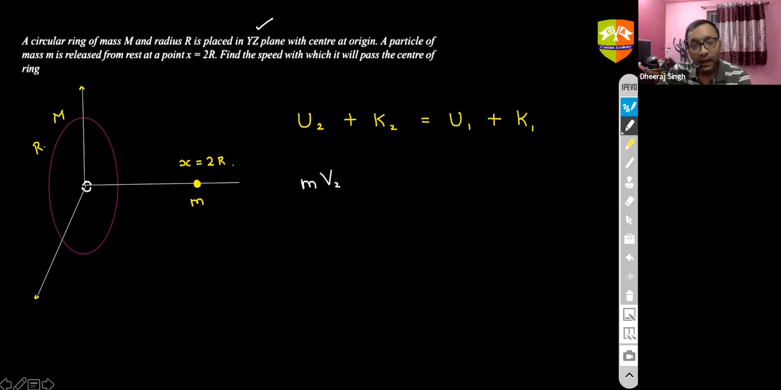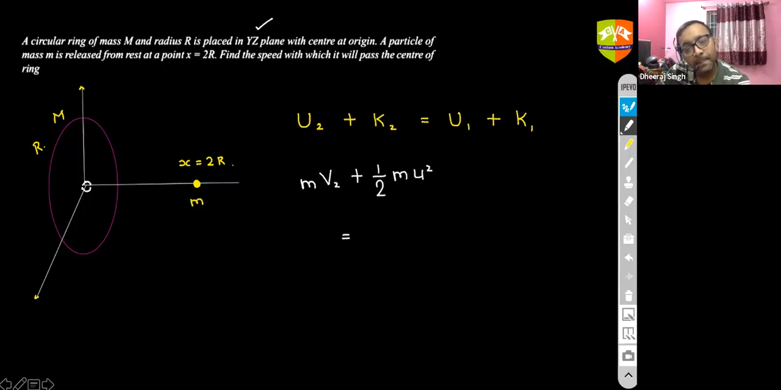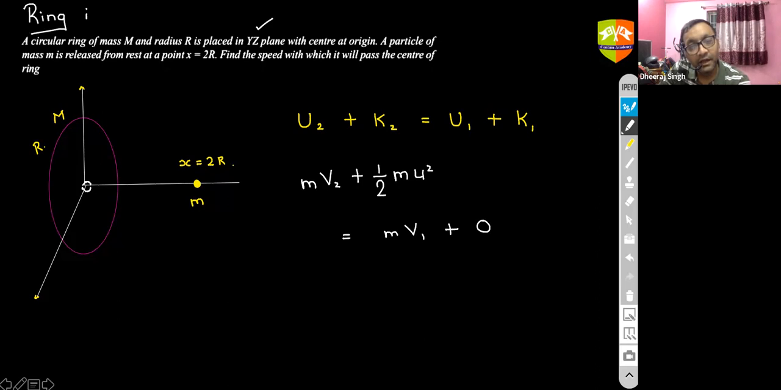So the final potential energy when the object reaches here is mass into potential over there, plus kinetic energy, half m into v squared, and that is equal to m into V1 plus zero. Can you tell me what is the assumption here while I'm writing the equation? Correct. The assumption is that the ring is fixed. It should be specified here. Okay, ring is not moving.